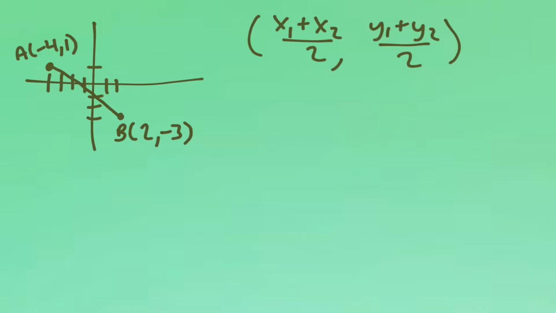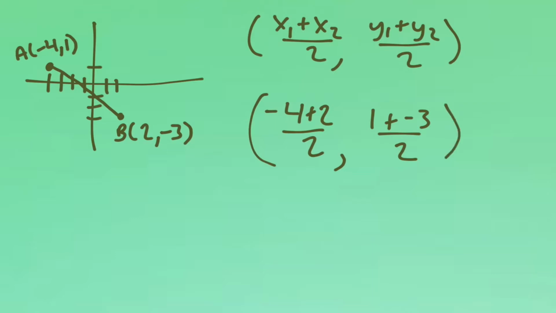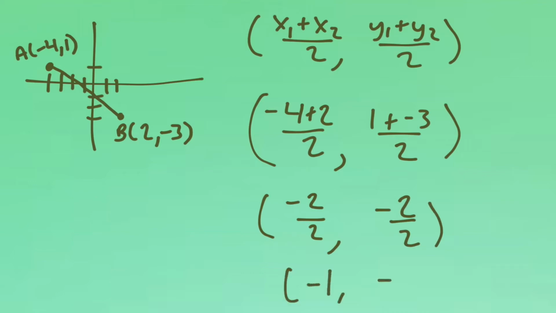So we can add our x's, that's -4 plus 2, and divide by 2, and then add our y's, 1 plus -3, and divide by 2. -4 plus 2 is -2 divided by 2. 1 plus -3, that's like 1 minus 3, which is -2. And we're going to divide by 2. And that is -1, -1.